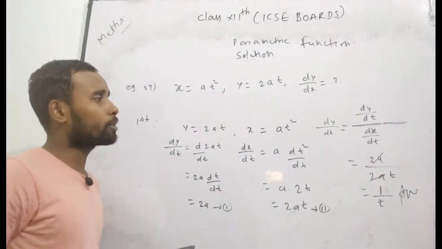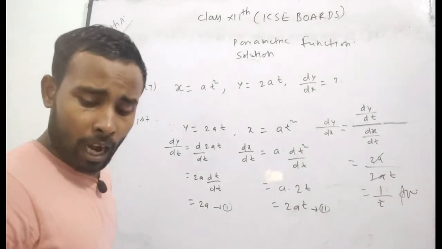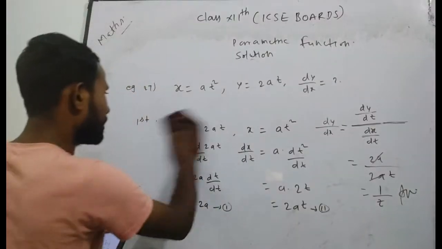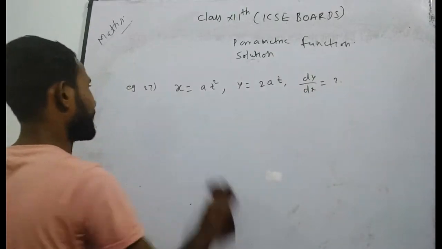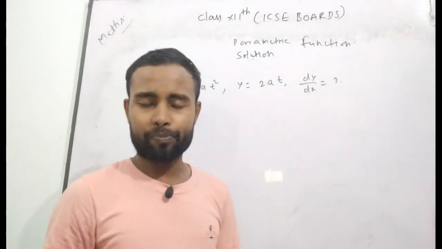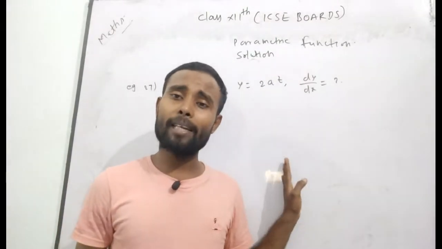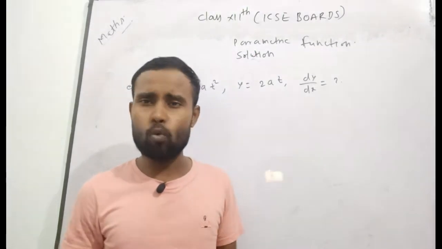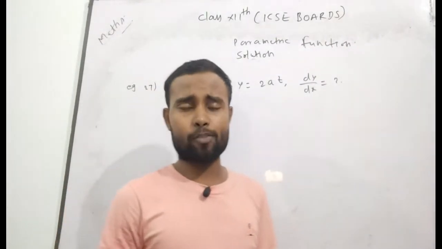Now, I want to solve this question by the second method, that means the alternative method. How can you solve this question by the second method? The second method is also very easy for this question. Why? Because I have already told you, you have to eliminate the third variable. What is the third variable here? It is t, not a. A is a constant. So you have to eliminate t from both given expressions.